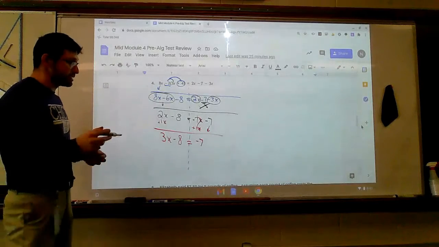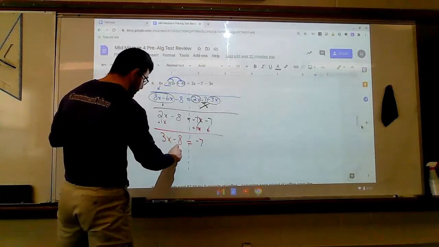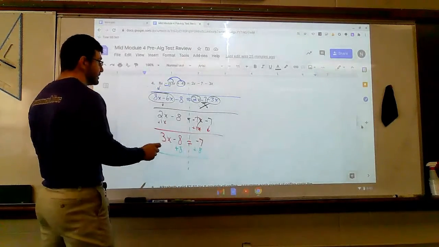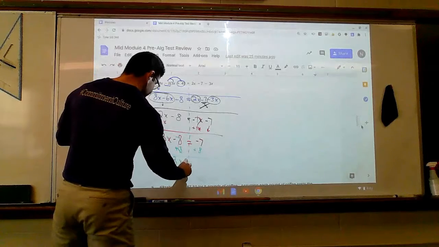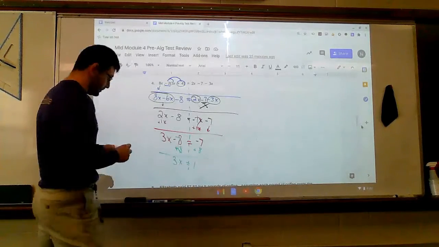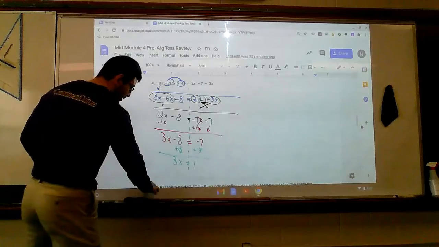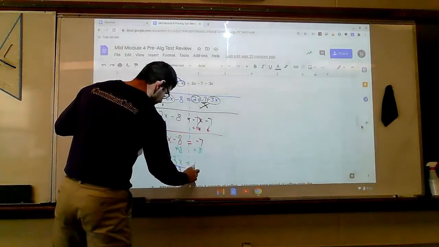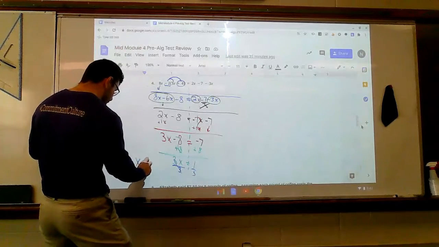Okay, combine constants. We want to move things away from the x. Negative 8, we're using the inverse of addition and subtraction. So I add 8. That leaves me with 0 there, so 3x equals 1. Last but not least, isolate the variable by multiplying or dividing. Well, in this case, we divide. That leaves me with x equals 1/3.